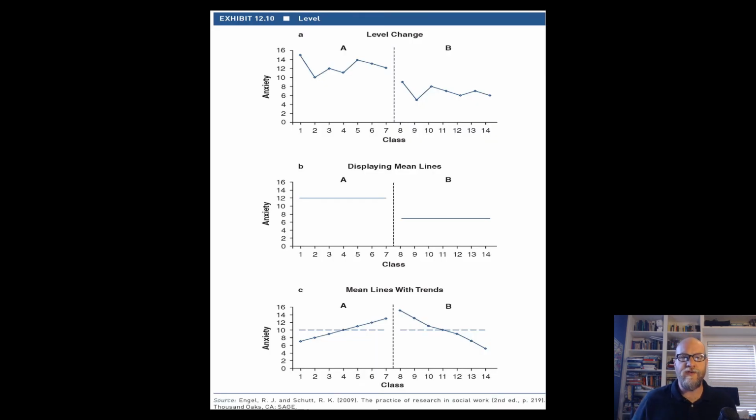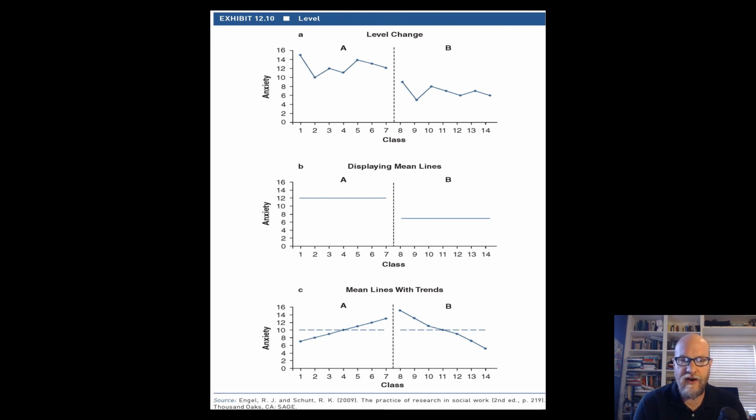So the first is level change. We're looking at this sort of magnitude of change across a period of time. As you can see, in the A phase of the measurement of anxiety, the general feeling is that line is significantly higher than the subsequent line in the B phase. Is there a change in magnitude? Of course, what you can do then is just take the mean across each of those, and that gives us sort of a flat line that we can much more easily compare for level change.